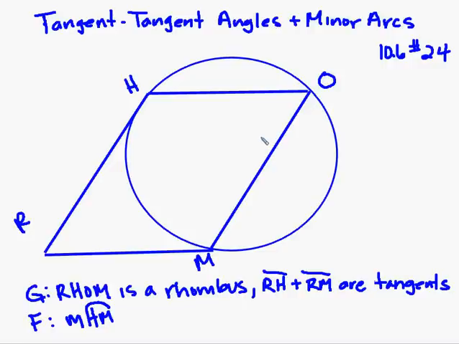Welcome to Otten Math. In this lesson, we're going to talk about tangent angles and their relationship to minor arcs. This problem comes from chapter 10.6, problem number 24.